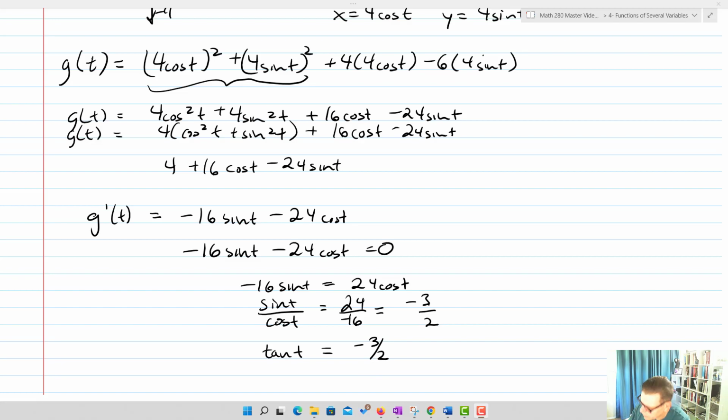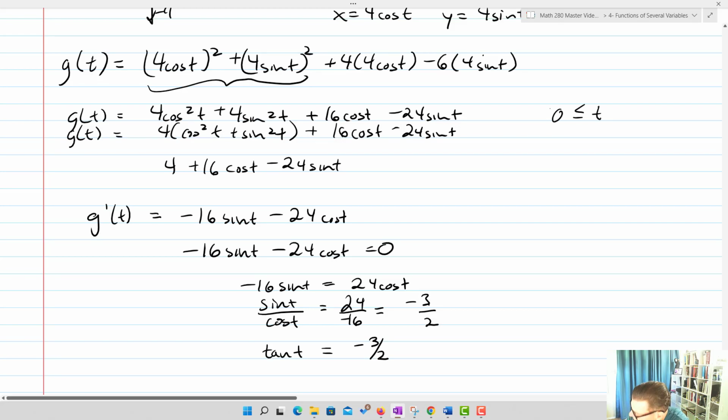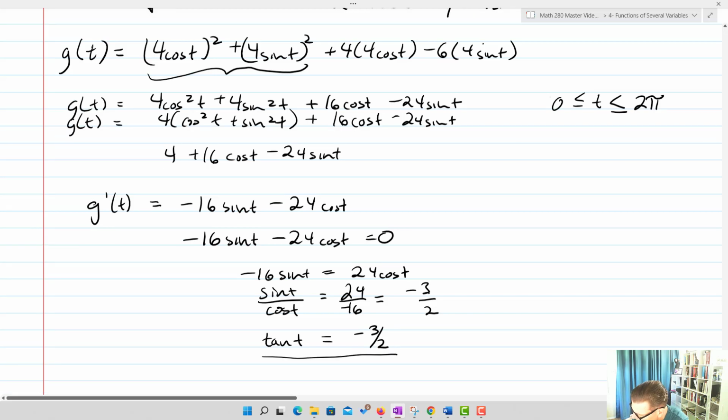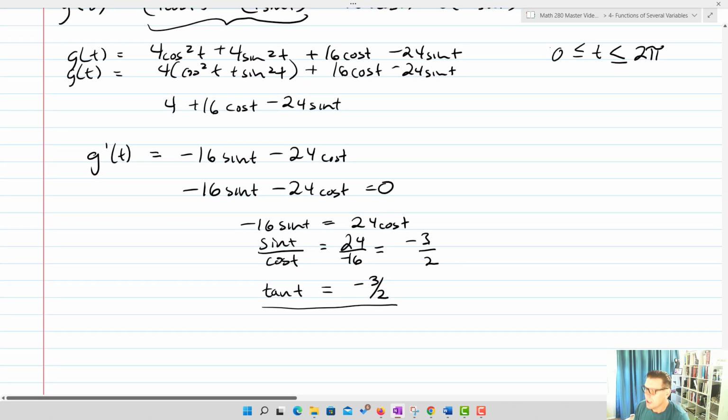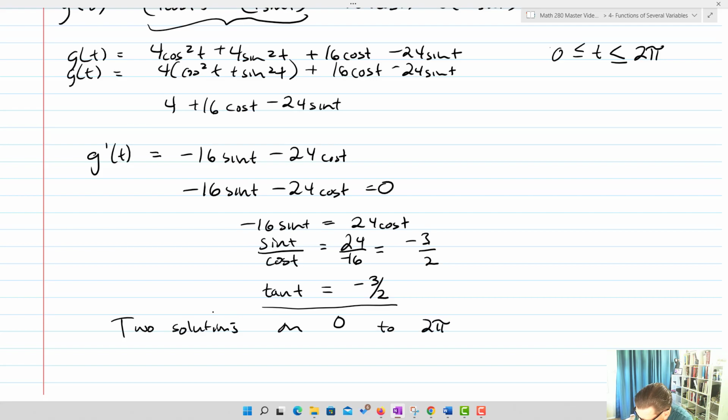Now, this parametrization for the circle, and we should probably add this in, if you remember, is going to range from t greater than or equal to 0 and less than 2 pi, or less than or equal to 2 pi. We can just do it that way. And so if I look at tan t equal to negative 3 halves, I have two solutions on 0 to 2 pi. The reason why, if you remember, is tangent has a period of pi.